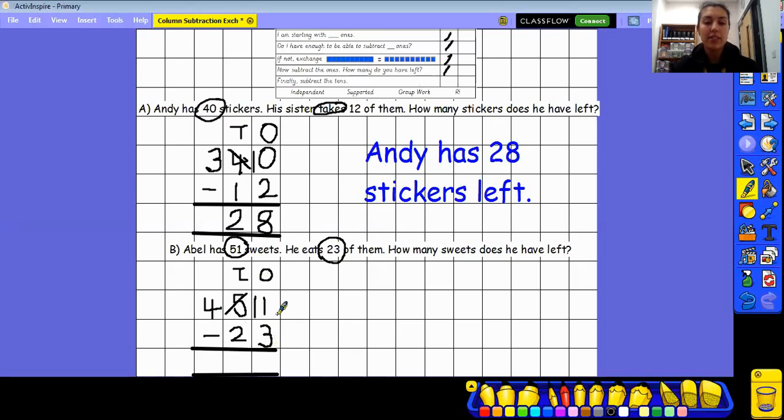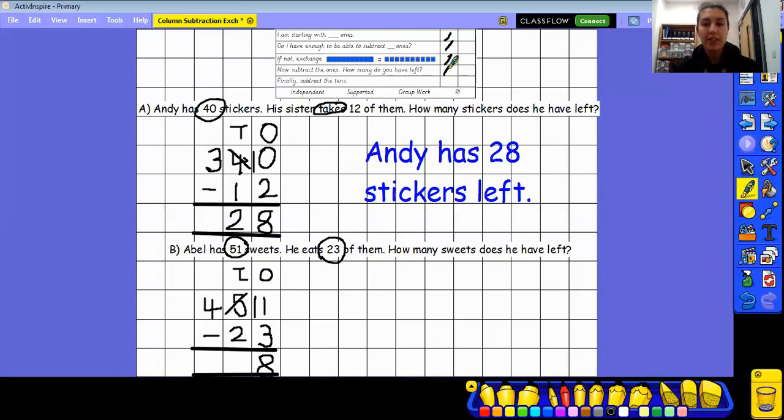So 11 take away 3. I can work out by writing 11 counters down and taking away 3 of them by crossing them out, or I can work it out in my head by bridging 10. So 11 take away 1 leaves me with 10. And then to take away the whole 3, I need to take away 2 more. And 10 take away 2 is 8. That means 11 take away 3 is 8.